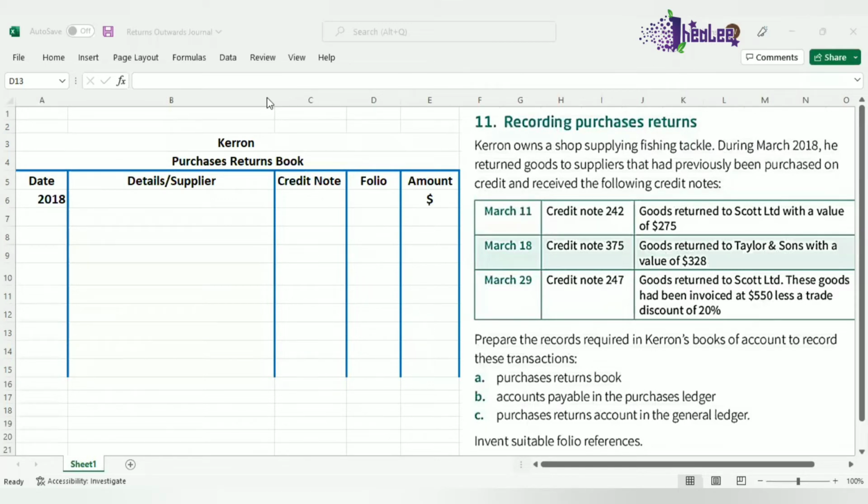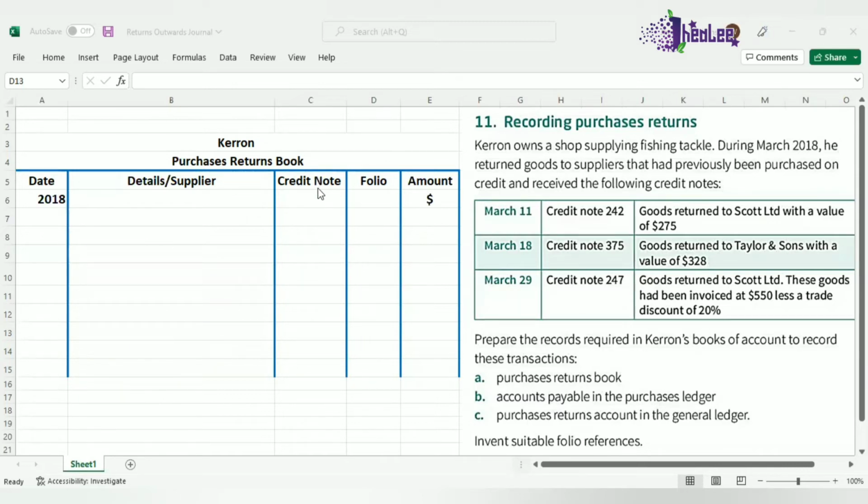When entering up the purchases returns book, the first thing that you'll pick up is your date. And remember, that must be recorded in chronological order. Then the details of your supplier, that is your supplier's name. And remember, it would be that supplier that you have purchased goods from on credit that you're now returning goods to. The next column is your source document.